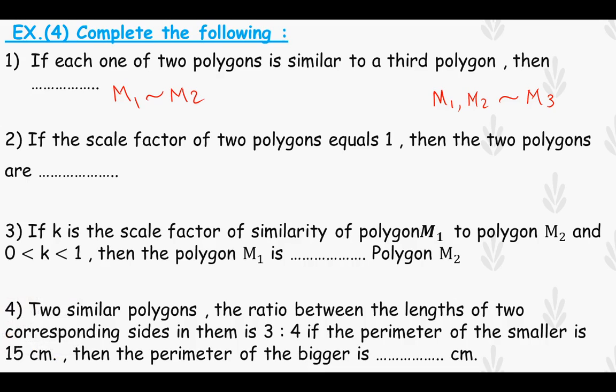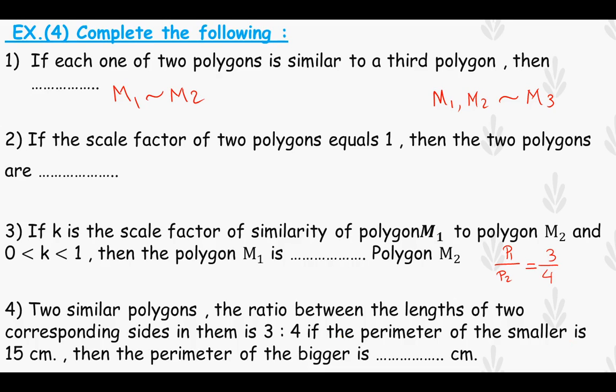Two similar polygons. The ratio between the lengths of two corresponding sides is 3 to 4. If the perimeter of the smaller is 15 centimeters, then what is the perimeter of the bigger? Let's write it together. Perimeter of polygon 1 over perimeter of polygon 2 equals the ratio between any two corresponding sides. Here, the ratio between any two corresponding sides equals 3 over 4. So here we have that the perimeter of the smaller is 15.